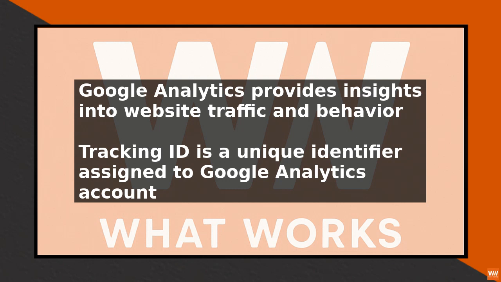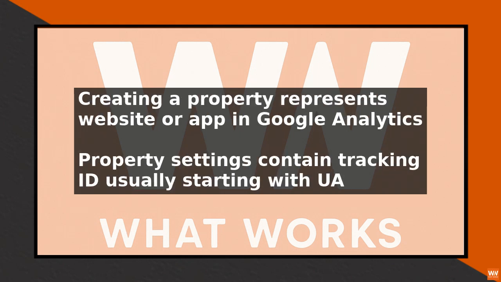The tracking ID is a unique identifier assigned to your Google Analytics account, used to collect and track data from your website. To get started, you need to create a Google Analytics account and set up a property for your website. A property represents your website or app in Google Analytics, and it's where you'll find your tracking ID. Once you've created a property, you'll find the tracking ID in the property settings.